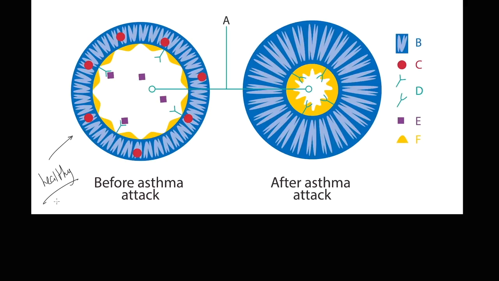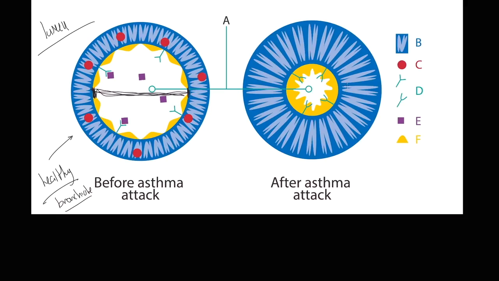So this is what we call a healthy bronchiole, or it's before an asthma attack, might be another way of putting it. The main point I want to make here is that this area, which we refer to as the lumen, is nice and wide. It's really nice and open, and you see comparatively what's happened over here.